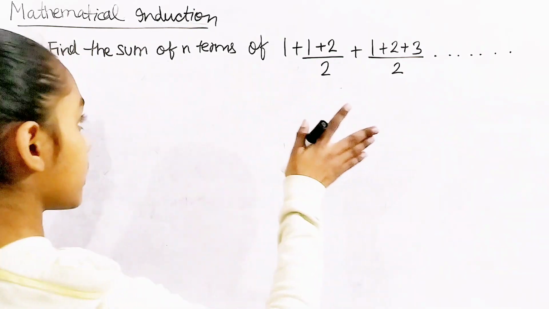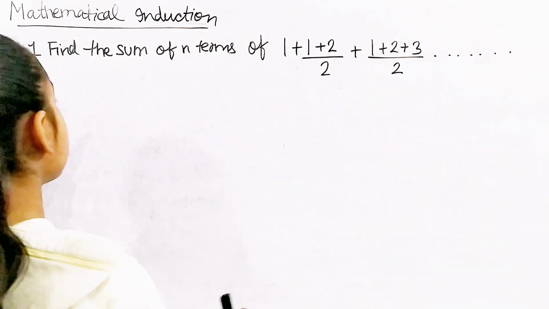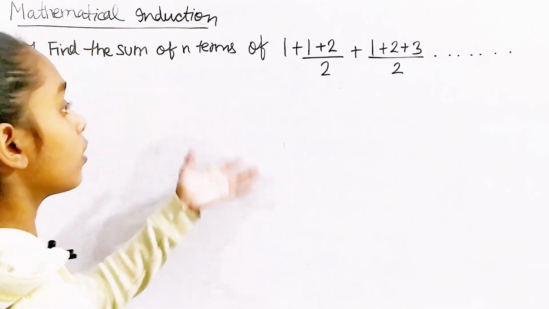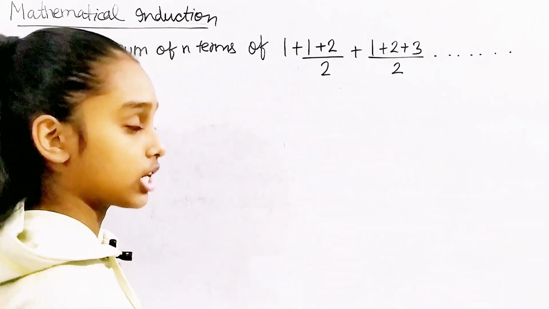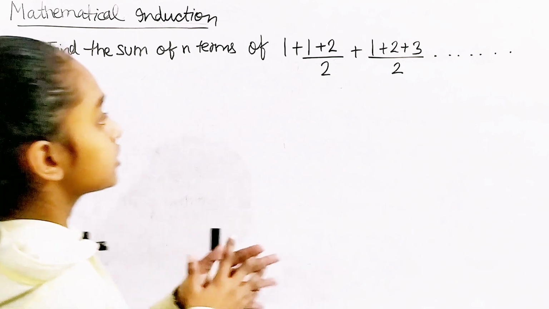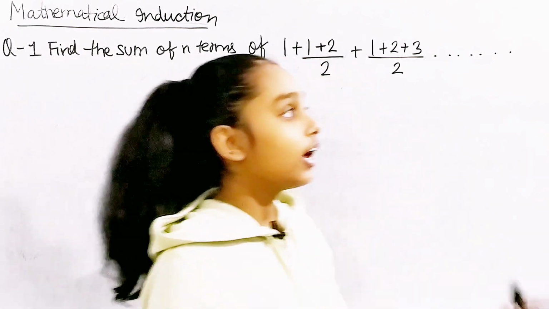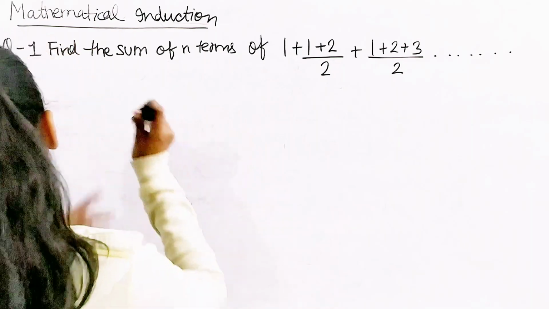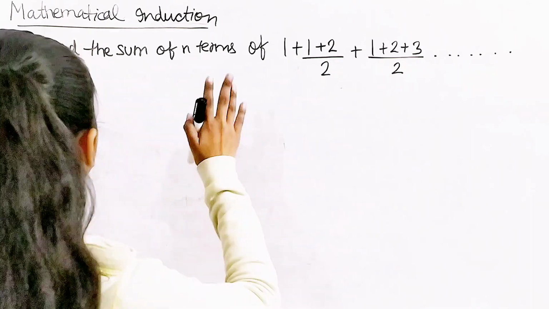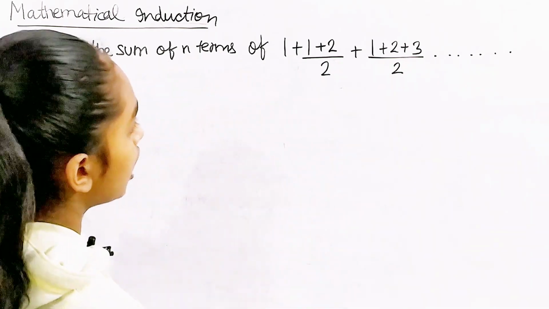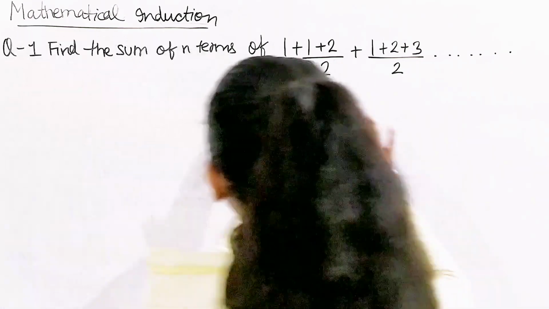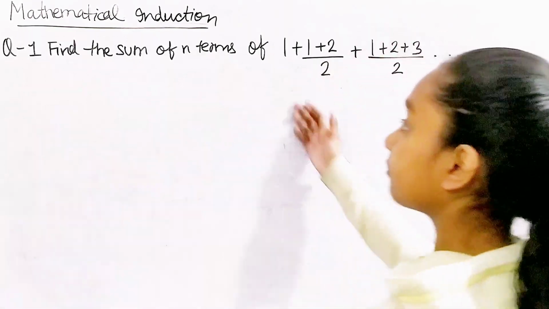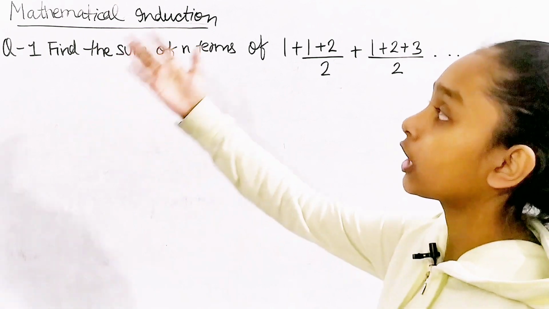I've written the first question. So first, let's solve this question, and then we'll move on to our second question, okay? Yeah, so let's get started. Question's already written, so let's read it. Find the sum of n terms of, okay, so it's just a statement given to us, related to mathematical induction.